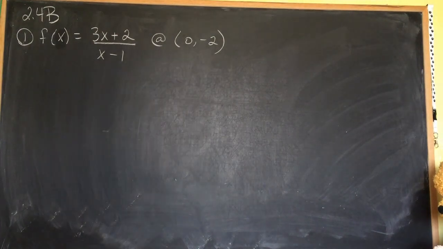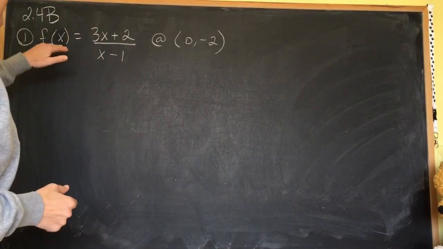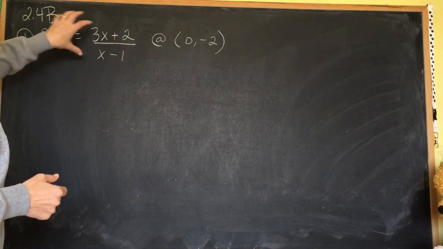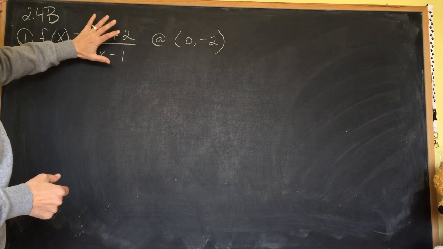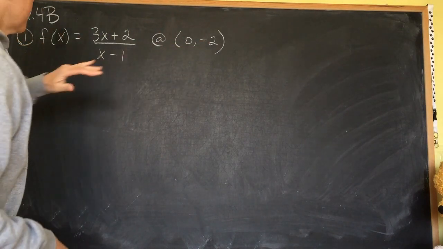All right, 2.4b, we have 4 examples we're going to look at. All right, so this first example, where it's f of x equals (3x + 2) over (x - 1), all the directions are saying is I want you to find the derivative of this function at that point, the point (0, -2). All right, so let's go through here.